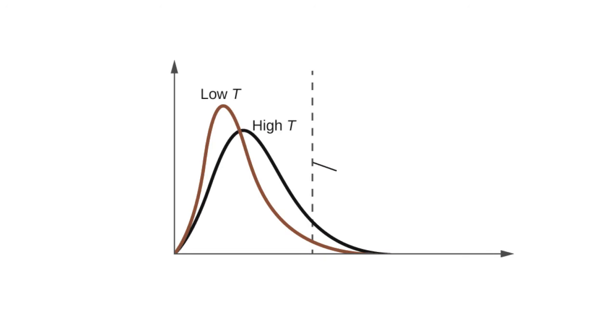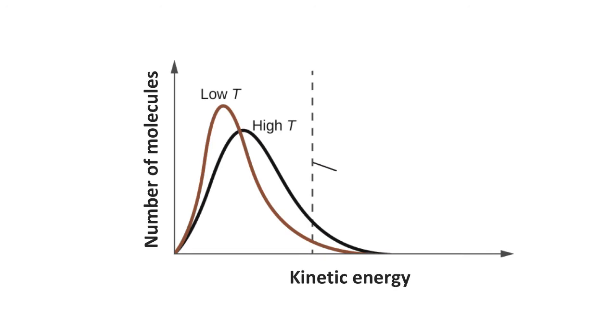If we again look at our kinetic energy versus number of molecules distribution and our minimum kinetic energy to escape from the surface, we see that at a lower temperature a smaller number of molecules have enough energy, and at a higher temperature more molecules have that minimum kinetic energy needed to escape from the surface. That explains the difference we see in the vapor pressure at different temperatures.